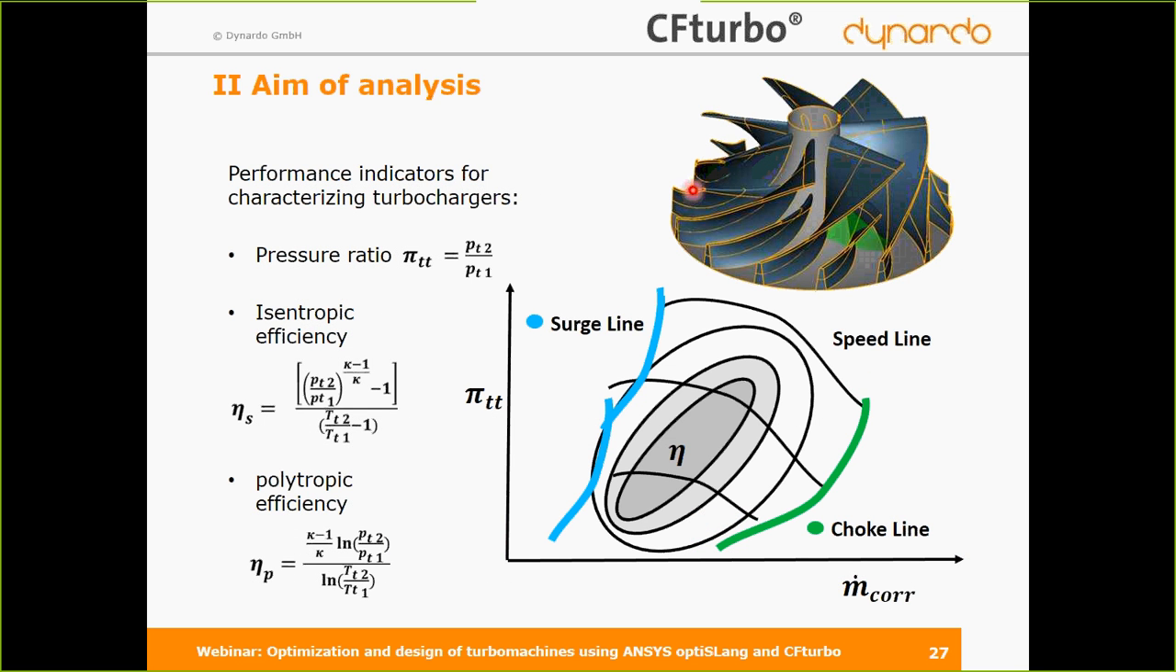The turbocharger is a good example for a turbo machine that's not only working at one operating point, but on multiple operating points. And of course, if you want to do optimization, you want to optimize all these operating points. They are shown, for example, in a performance map like this, where you see pressure ratio versus corrected mass flow. And the operating points are limited due to surge line, speed line, and choke line. And the first dimension here is efficiency, for example.